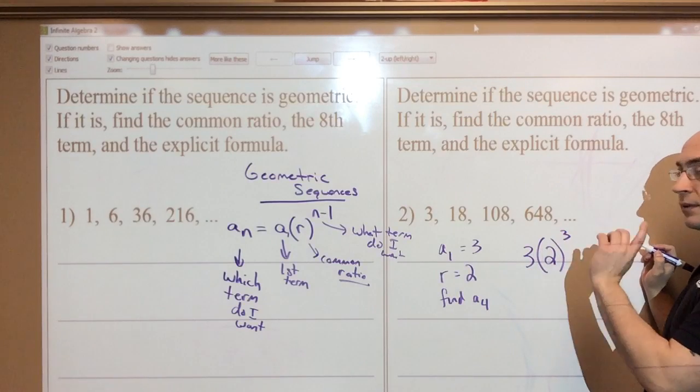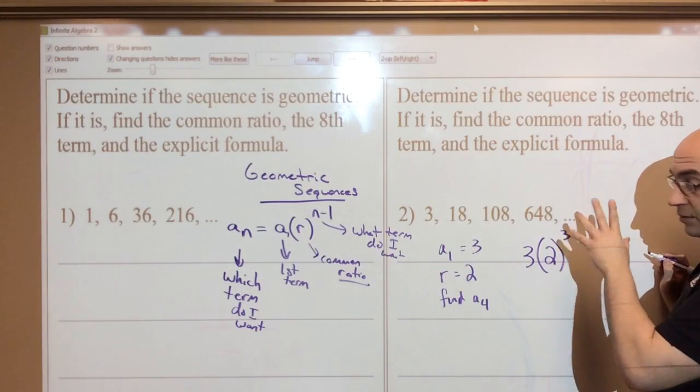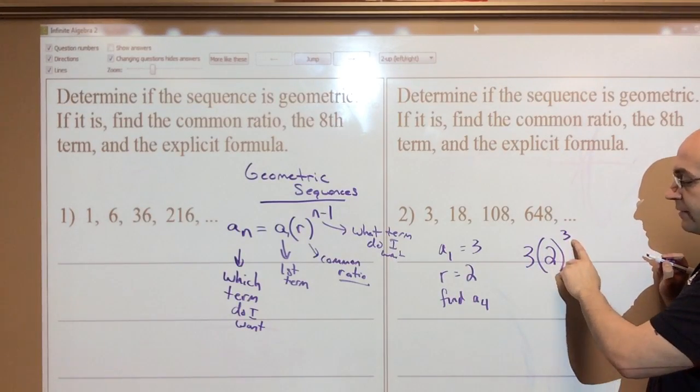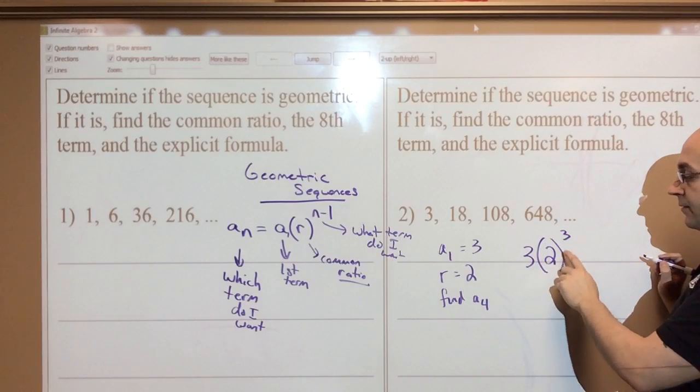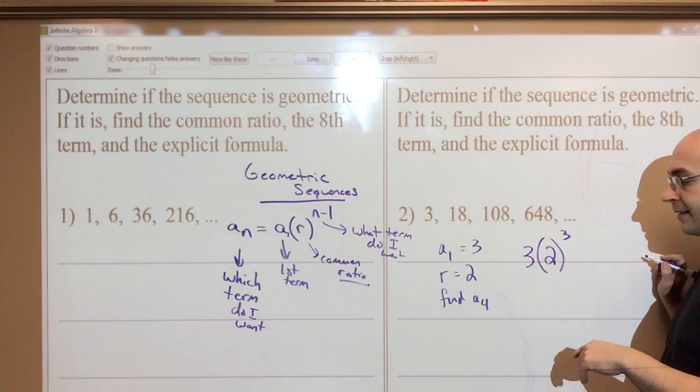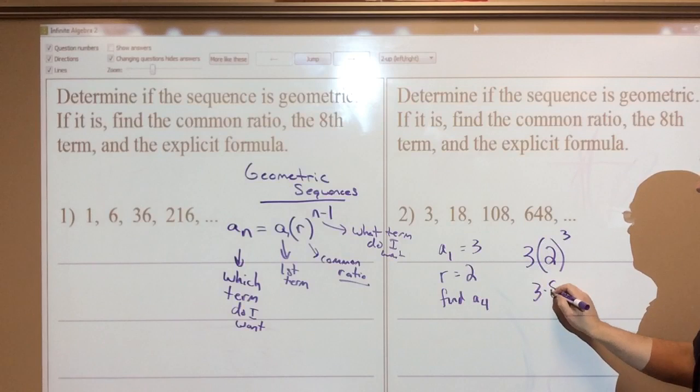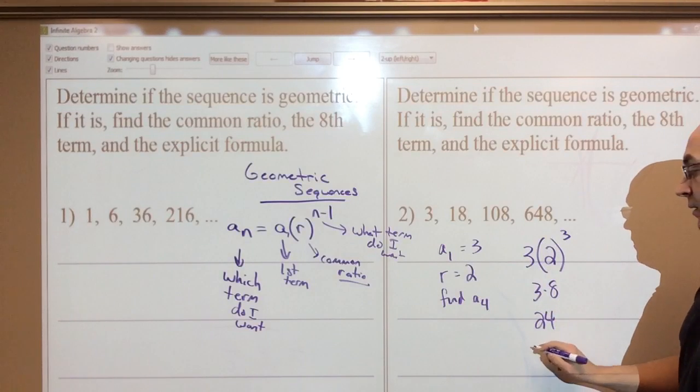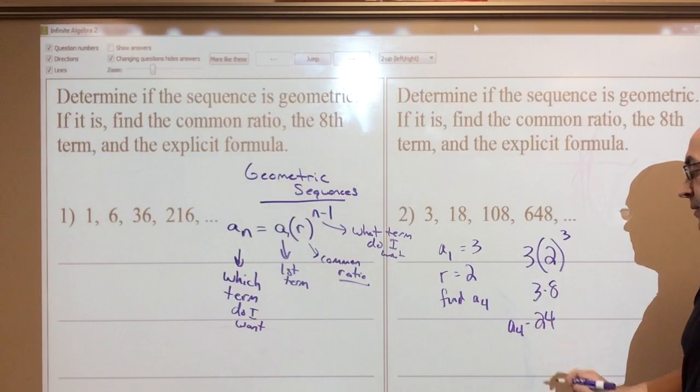If you put this in your calculator, it will work correctly. But just if you're doing it off the top of your head, 2 has to be raised to the third power first. So 2 to the third power, 2 times 2 times 2 is 8. So this is essentially 3 times 8, so it's 24. So the fourth term in the sequence is 24.